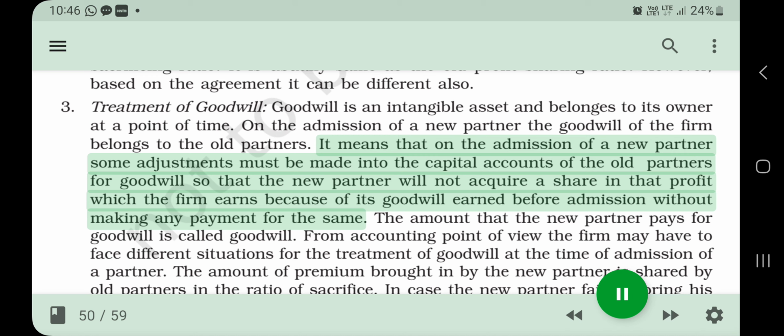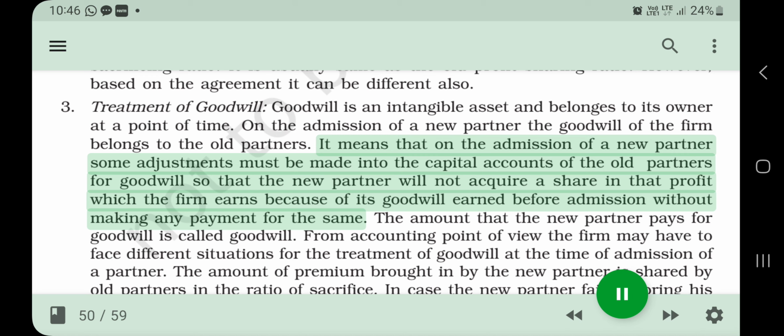From the accounting point of view, the firm may have to face different situations for the treatment of goodwill at the time of admission of a partner. The amount of premium brought in by the new partner is shared by the old partners in the ratio of sacrifice. In case the new partner fails to bring his share of premium for goodwill in cash, then the capital account of the new partner is debited for his share of premium for goodwill and the old partners' capital accounts are credited in their sacrificing ratio.